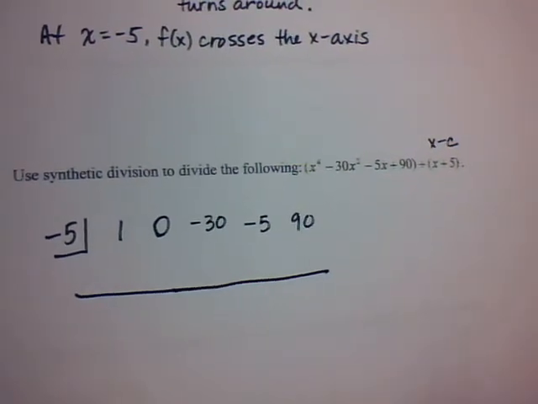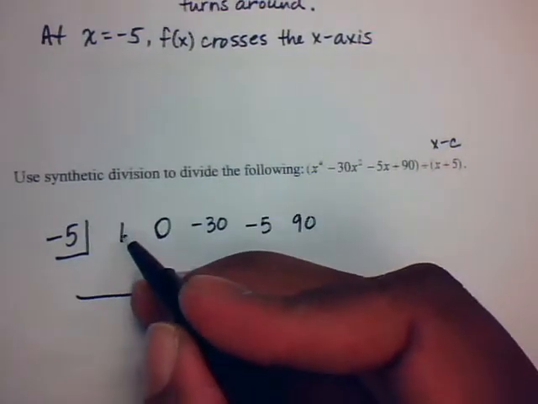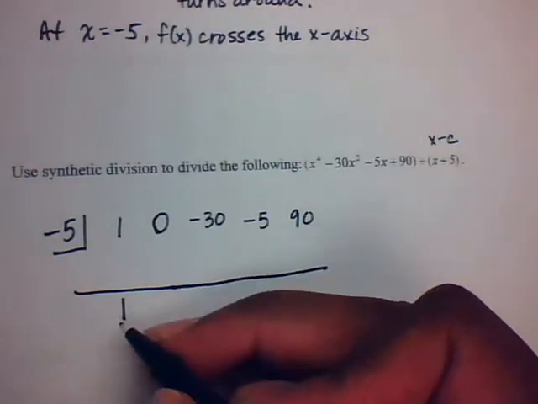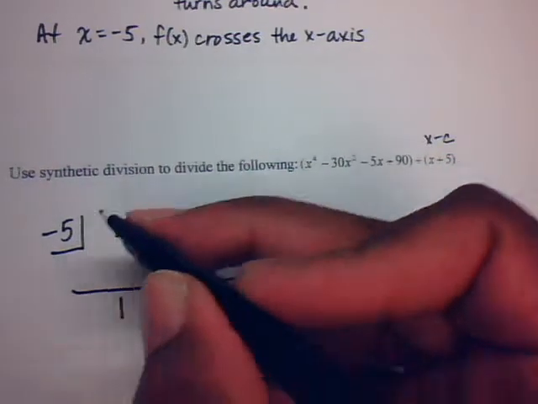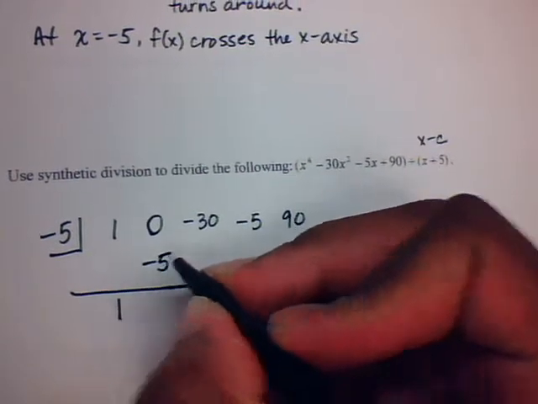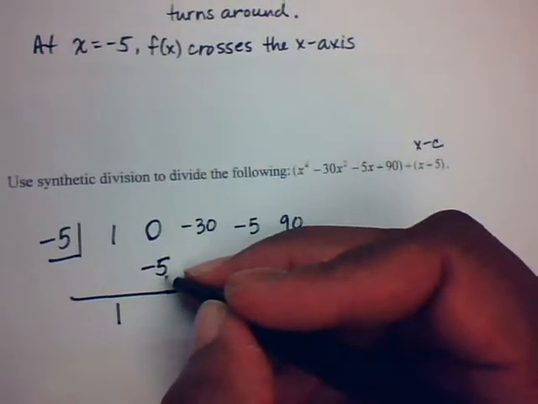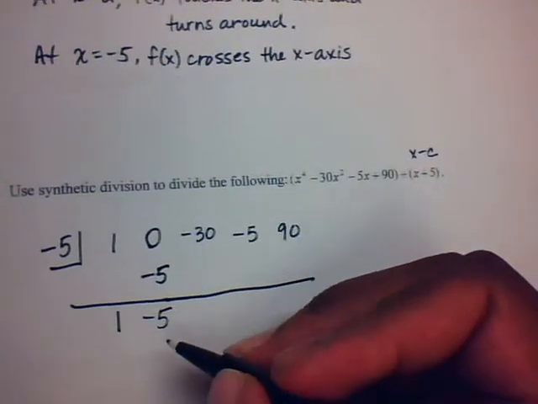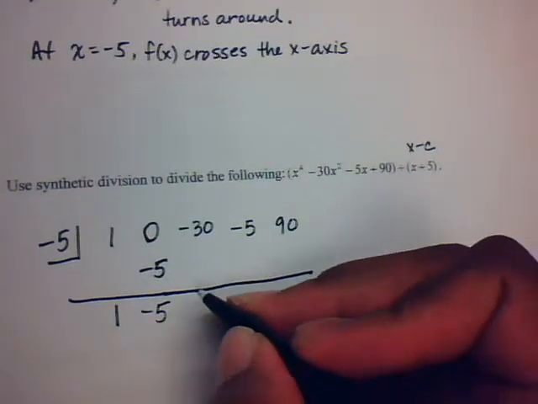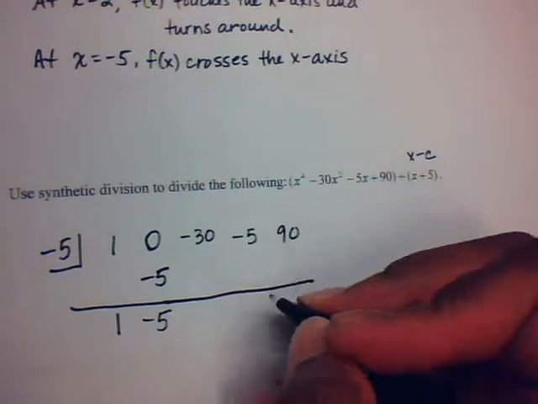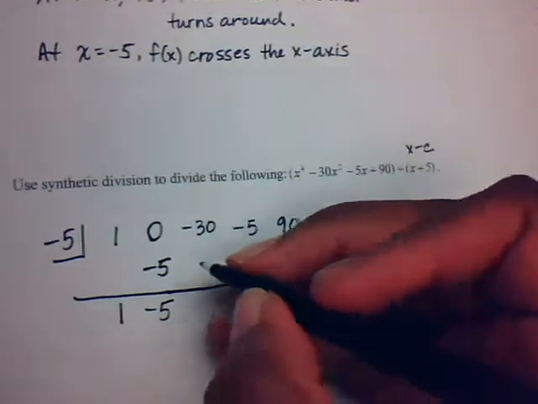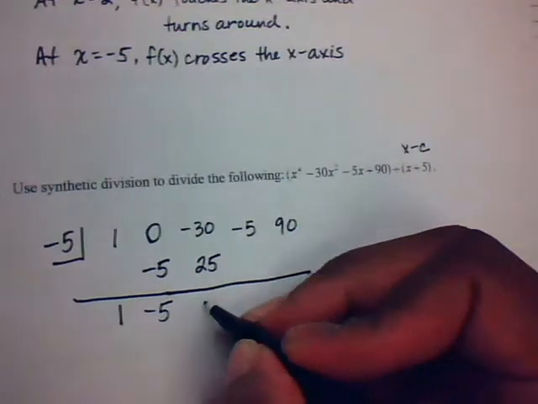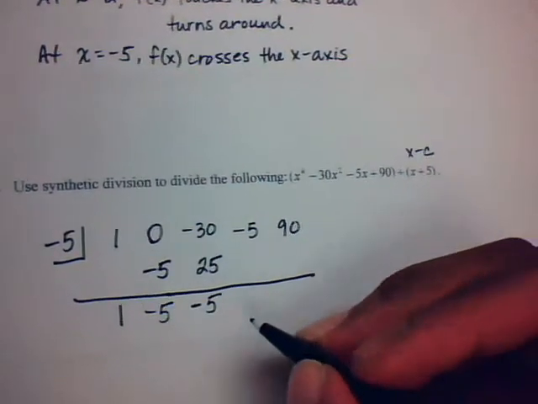Now we can begin the synthetic division process. We bring down the first number, the leading coefficient, in the bottom row, and then multiply 1 times negative 5, which is negative 5. That negative 5 goes underneath the 0. Now you'll add 0 and negative 5 to get negative 5. Then we'll continue the multiplication and additions until all the columns are filled. So negative 5 times negative 5 is 25. Add negative 30 and 25, you're going to get negative 5.